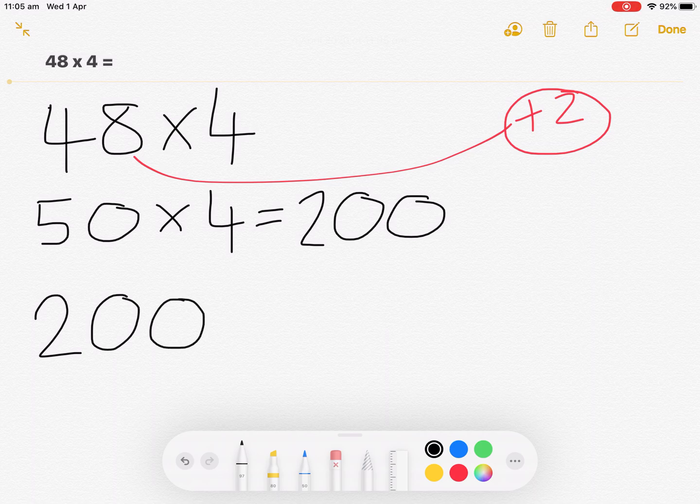I'm not just going to minus 2 because I didn't really just add 2. I've added 2 and then multiplied by 4. So what I've added is 2 groups of 4. Okay, we need to remember this here. I've times it by 4.